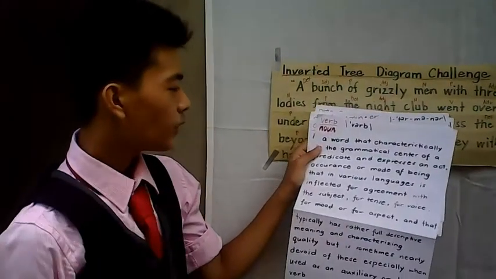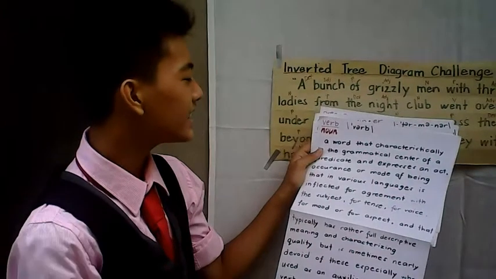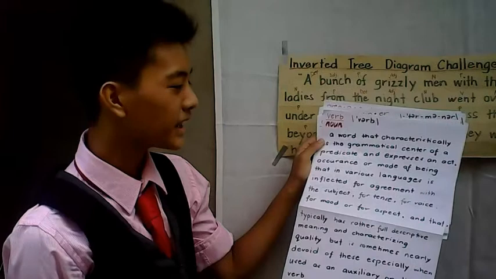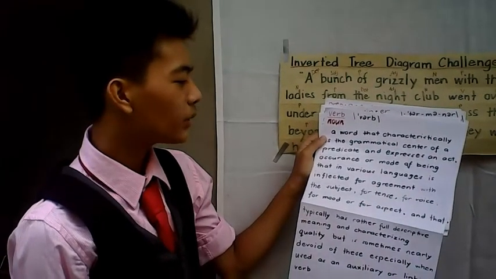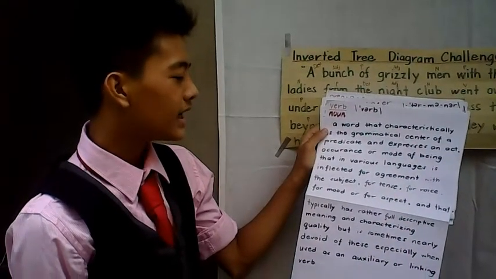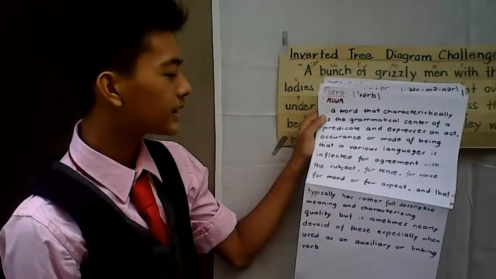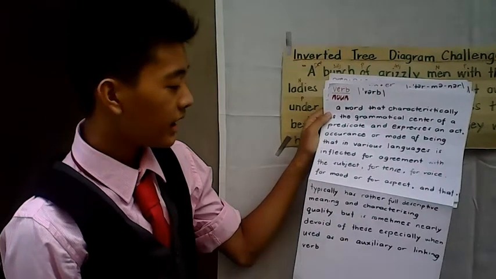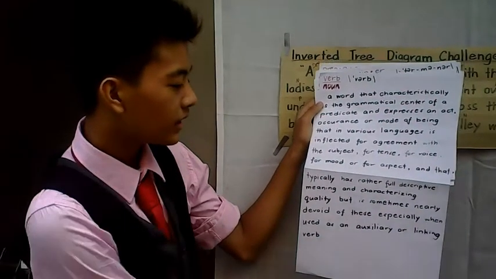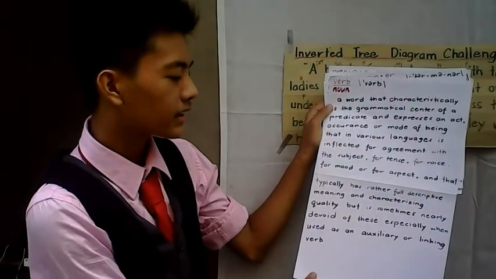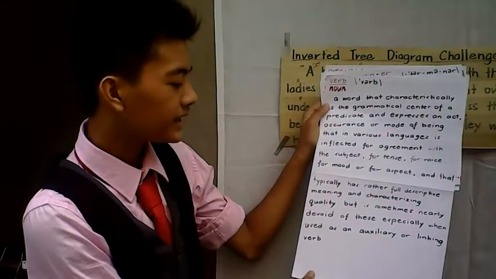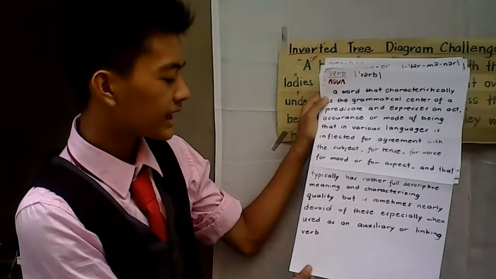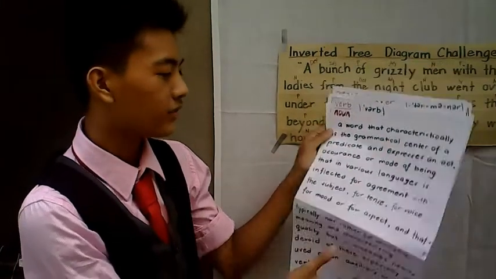Verb. A word that characteristically is the grammatical center of the predicate and expresses an act, occurrence, or mode of being that in various languages is inflected for agreement with the subject, for tense, for voice, for mood, or for aspect, and that typically has rather full descriptive meaning and characterizing quality, but is sometimes nearly devoid of this, especially when used as an auxiliary or linking verb.